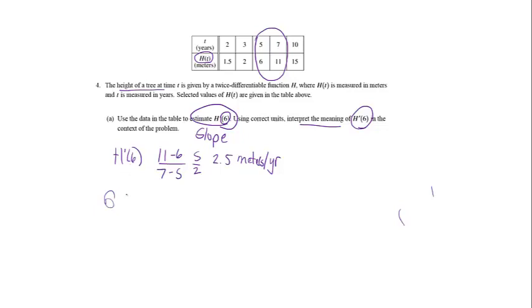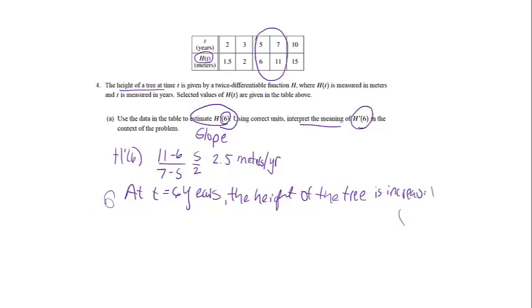So we're going to start out, our interpretation will be at t equals 6 years. Okay, what is changing? The height of the tree is changing. And instead of just putting that it's changing, is it increasing or decreasing? Since I have a positive slope or derivative, I know the height of the tree is increasing. And then I need to say how fast it is increasing. It's increasing at a rate of 2.5 meters per year.